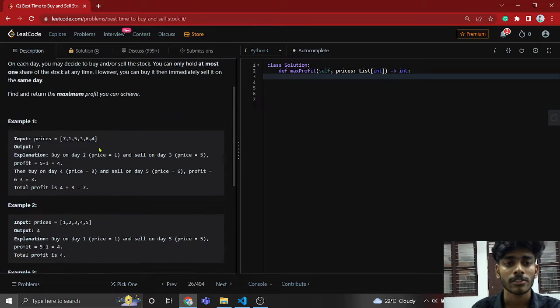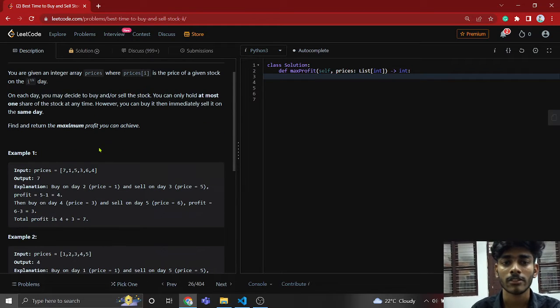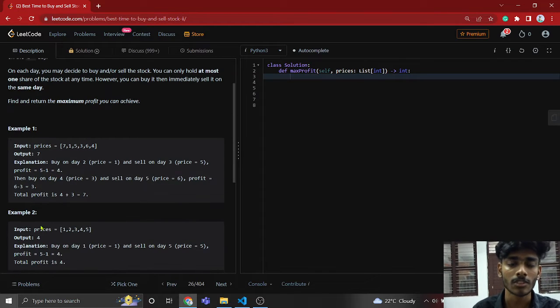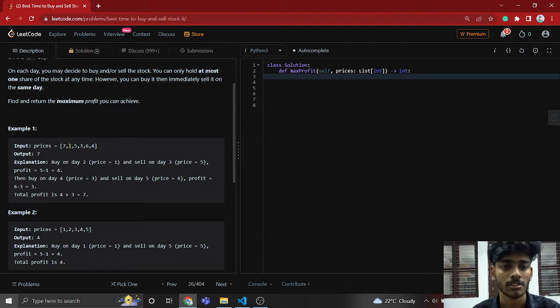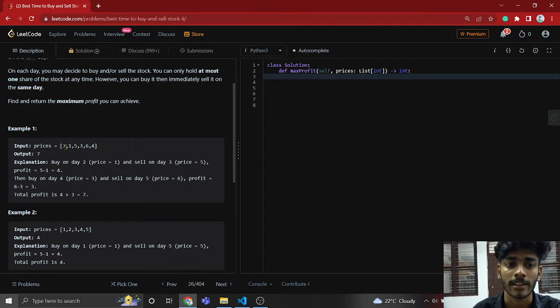This question can be solved in two ways, either using two pointers or using dynamic programming. In the two pointer method, we use two pointers and move according to the question. Here, we check the price on day 1 and day 2. If the price on day 2 is higher than day 1, we buy a stock on day 1, and we compare the next day.